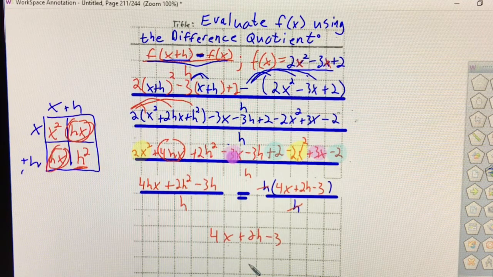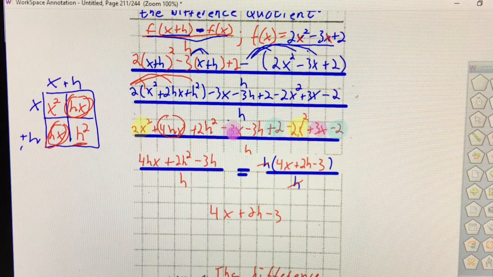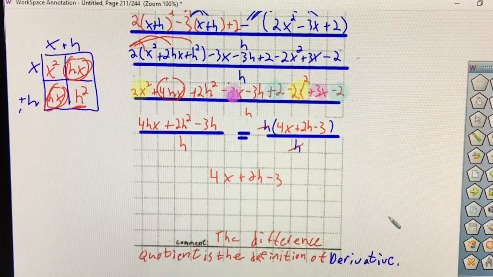And a lot of people don't realize this, that this is the first step in calculus. The difference quotient is the definition of the derivative, which is something that we use in calculus.